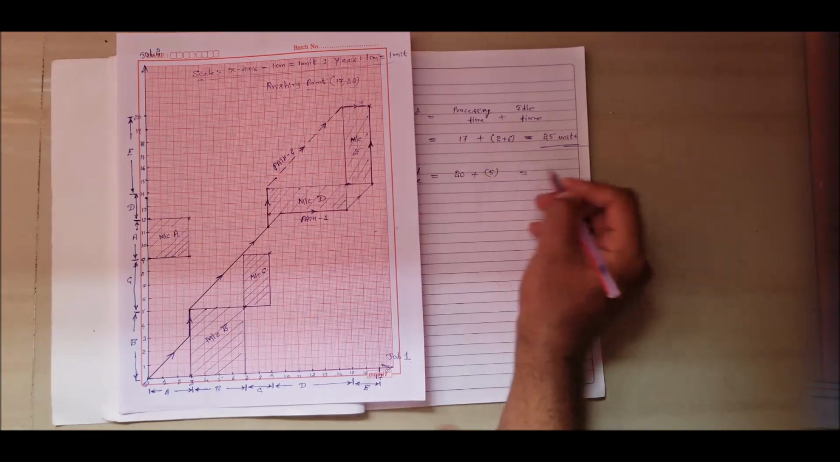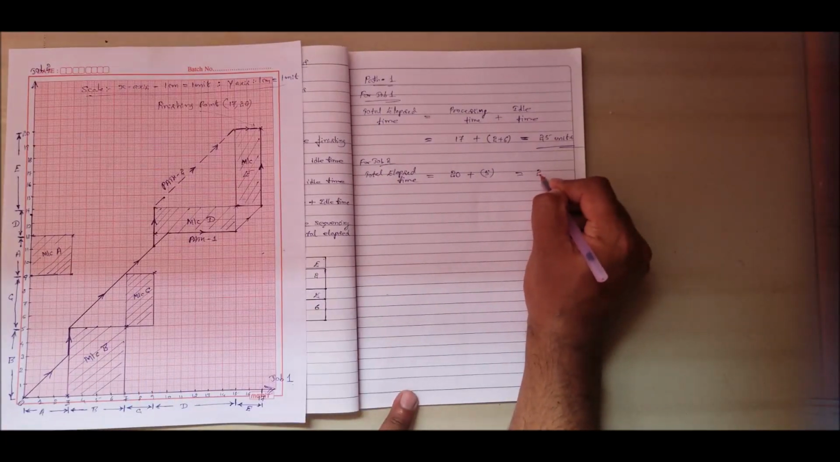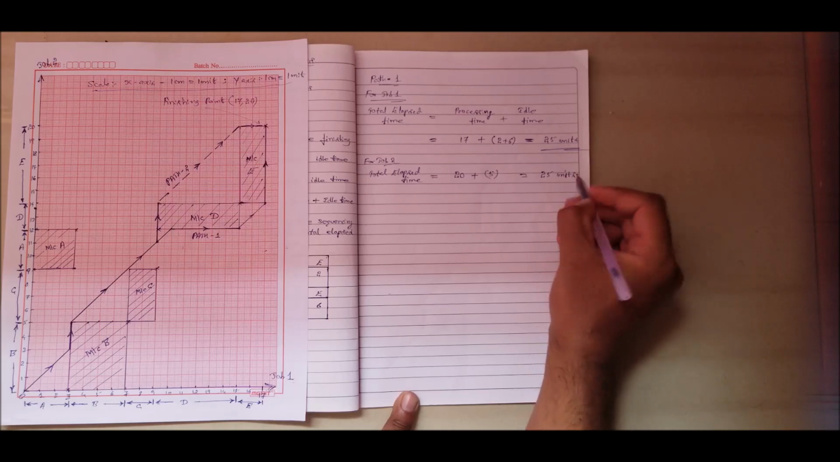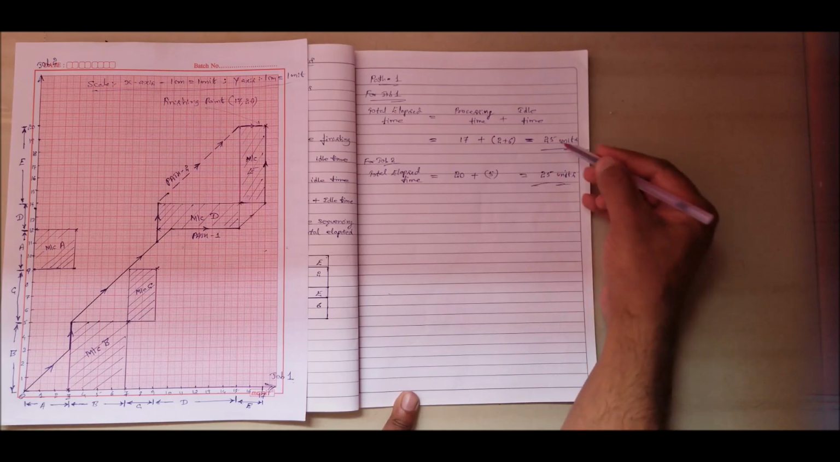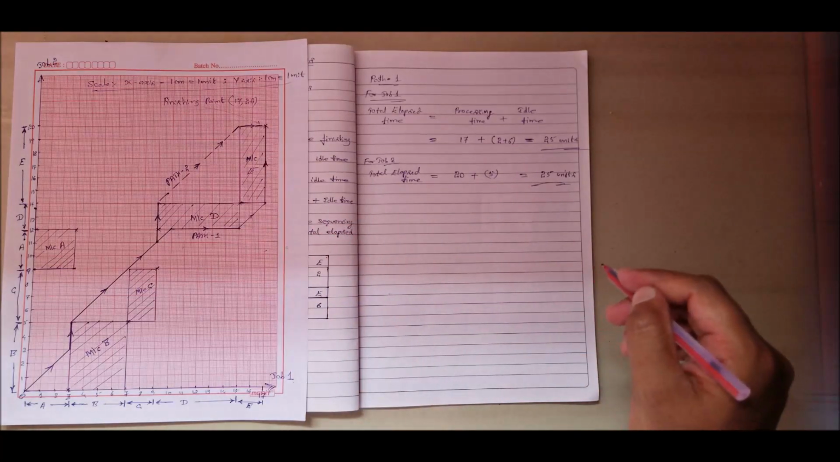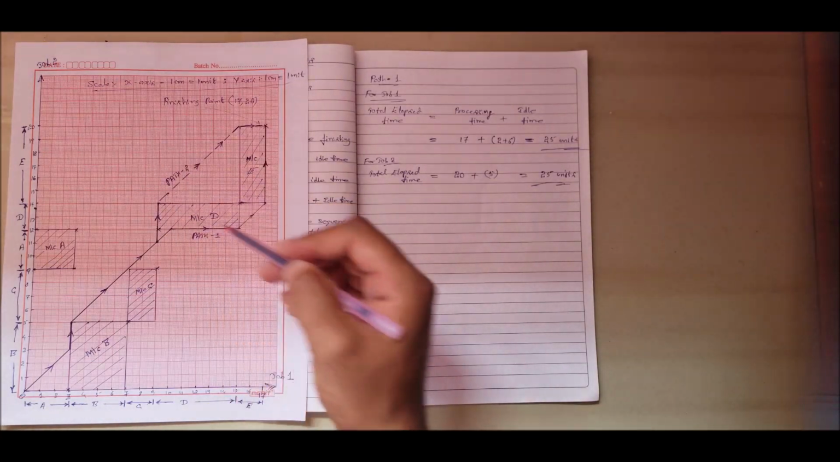So 20 plus 5 is nothing but 25 units. So we have done the calculation properly. So total elapsed time along path 1 is 25 units. Now let us verify for path 2.